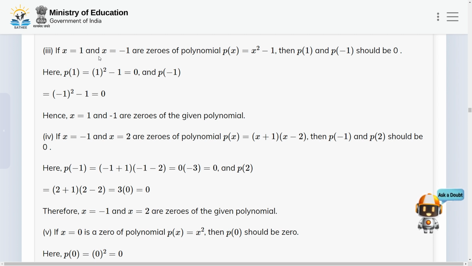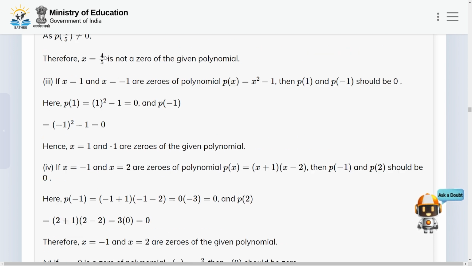be 0. So here p of 1 is equal to 1 square minus 1 and this is equal to 0. And p of minus 1 is equal to minus 1 square minus 1 and this is also equal to 0. Okay, so p of 1 is equal to 0 and p of minus 1 is equal to 0. Hence x is equal to 1 and minus 1 are the zeros of the given polynomial x square minus 1. Okay, so now let us see the fourth one.